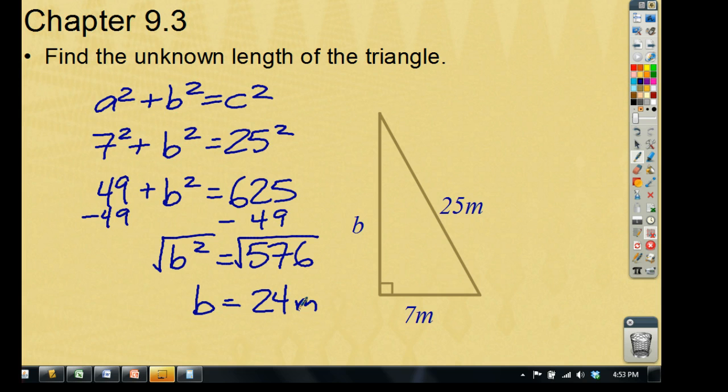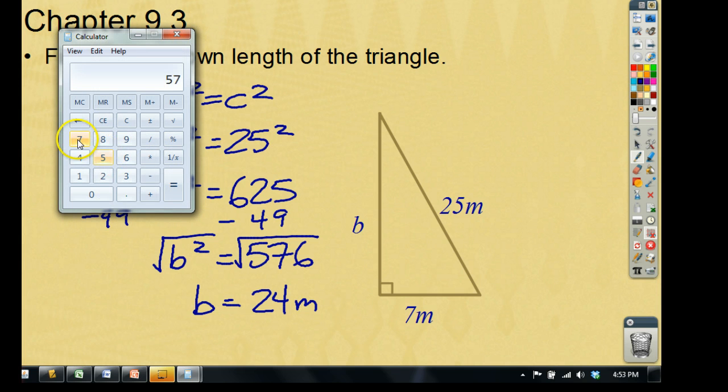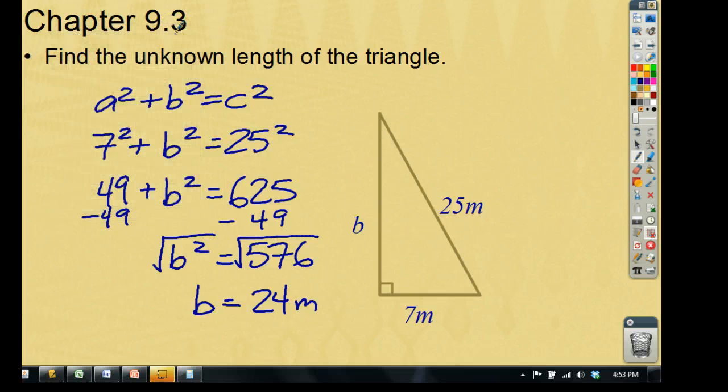meters. Let's just check. Calculator, 576. Square root button. Square root. 24. Okay. There you have it. So I know it's 24 meters.